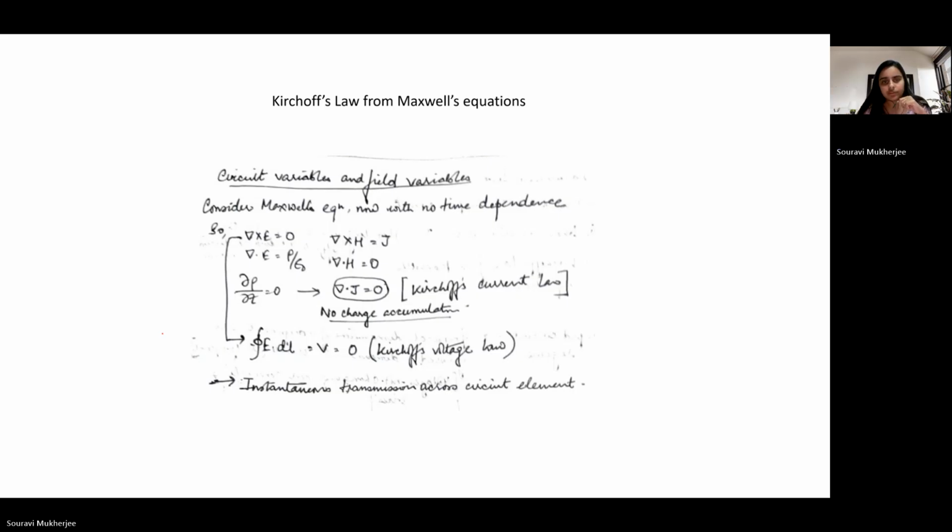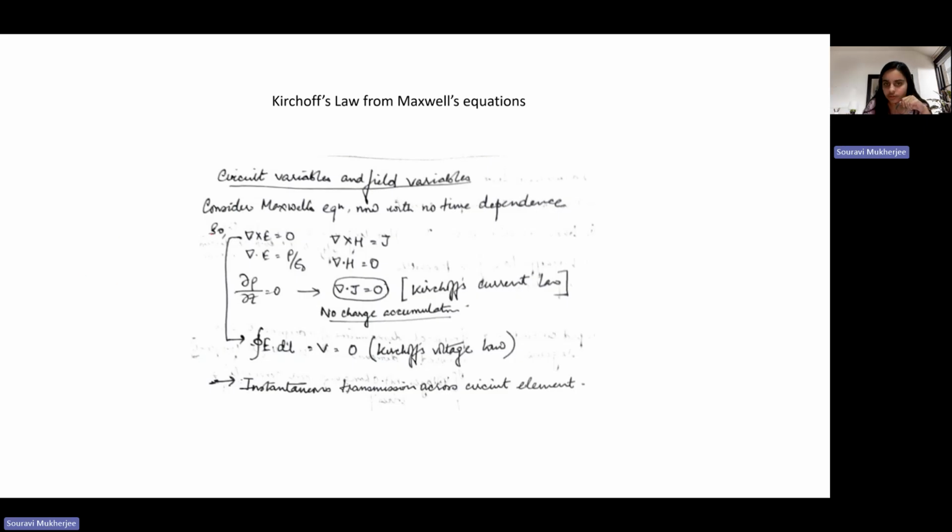Before that, one can derive Kirchhoff's law from Maxwell's equations itself. Now that we know what Maxwell's equations are, we can actually try to derive Kirchhoff's law, and it would be quite interesting if you think of that. We studied Kirchhoff's law long back in our high school days, but now it also comes back to us from Maxwell's equations, right?